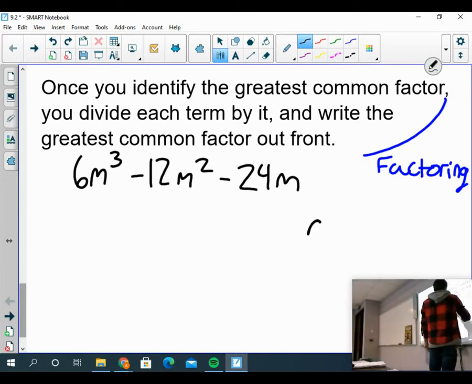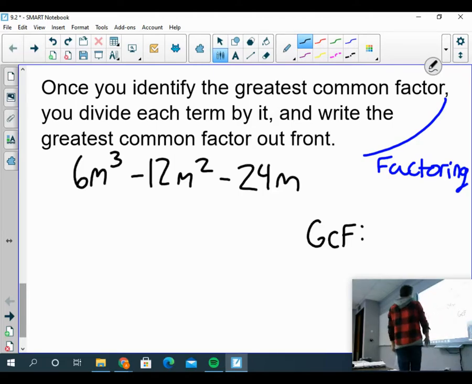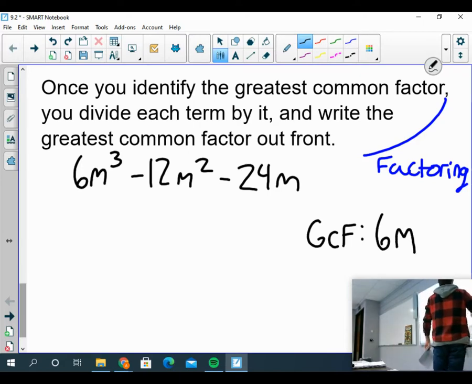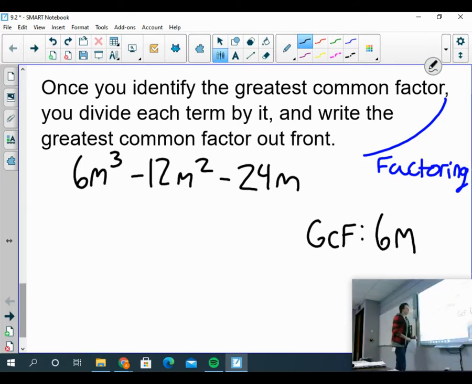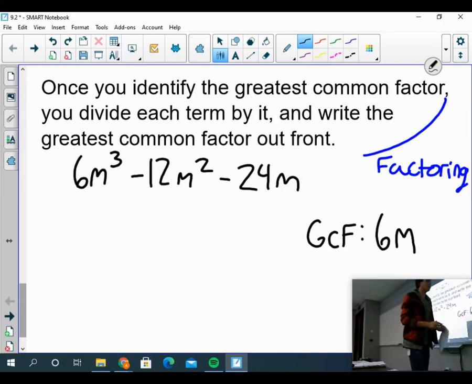Okay, you've tested yourself. Let's solve it. Our greatest common factor, well, each coefficient has a 6. And if we look at the variables, every term has an m in common, but that's the most. I could not say m squared, for example, is the greatest common factor because we don't have an m squared with the negative 24m. So since all terms have an m, we can factor out a 6m.